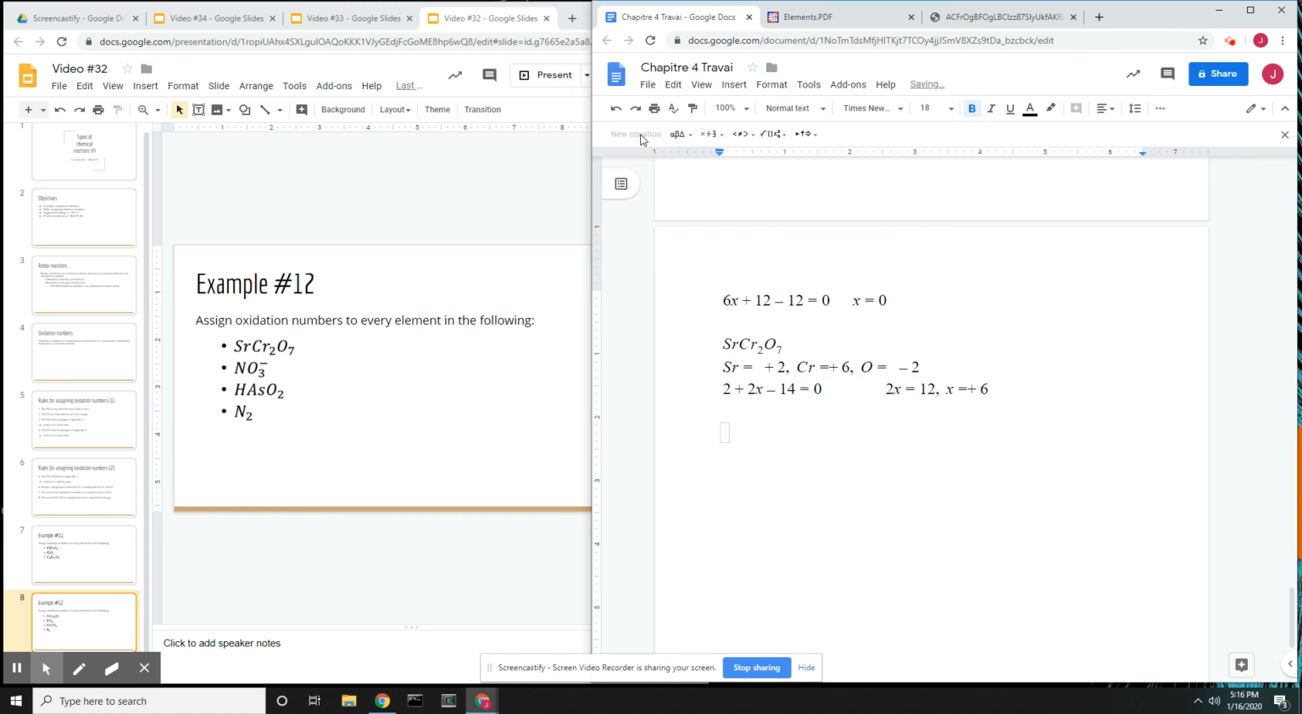Got NO3-. I don't know what nitrogen is going to be. I do know that oxygen is equal to -2. So I've got x minus 6 is equal to -1, again because of the charge. So then x has to be equal to +5.